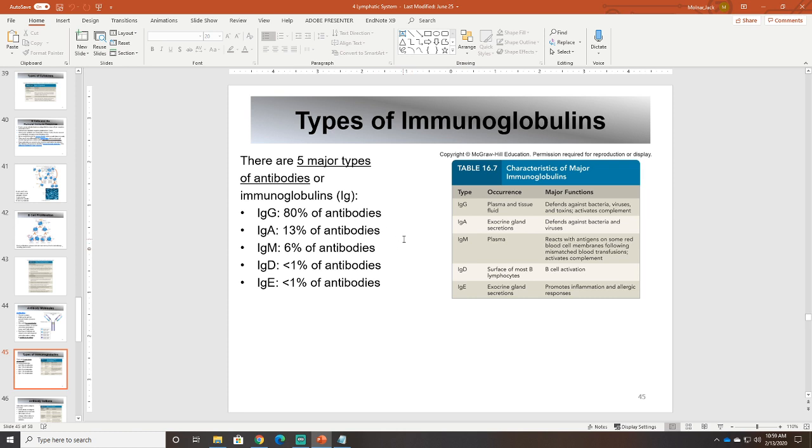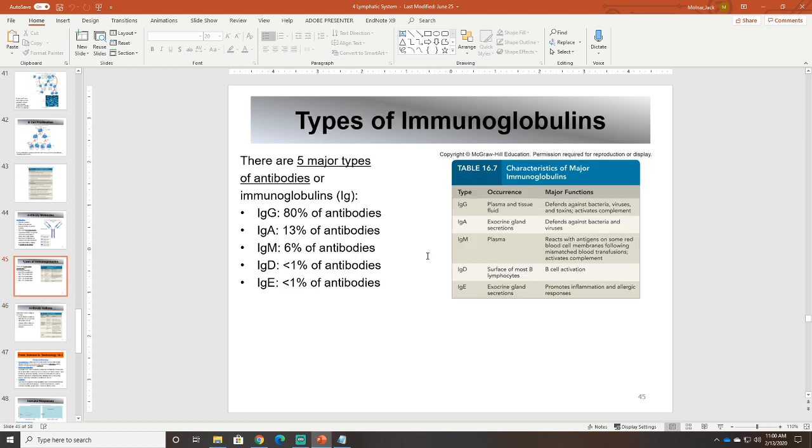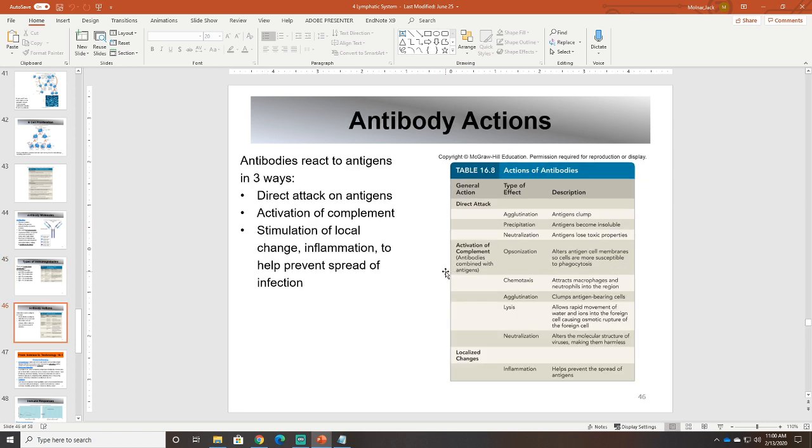All right. The M antibodies react with antigens, but they're found on the surface of cells. Yeah, the D antigens activate B lymphocytes. So we don't need to remember all of these. The main one's G. The main circulating immunoglobulin is IgG. That would be good to know.